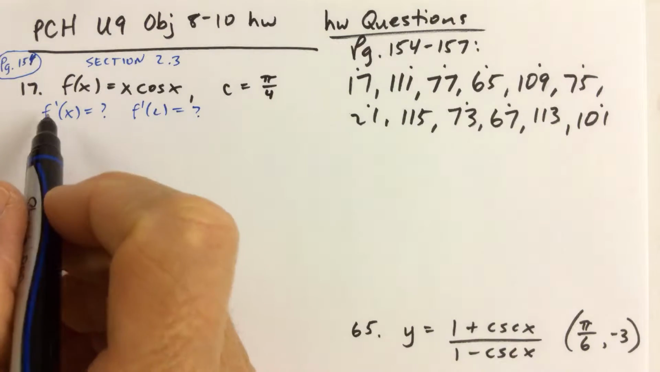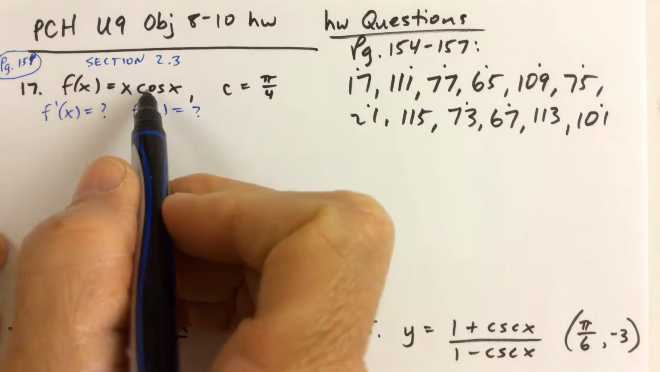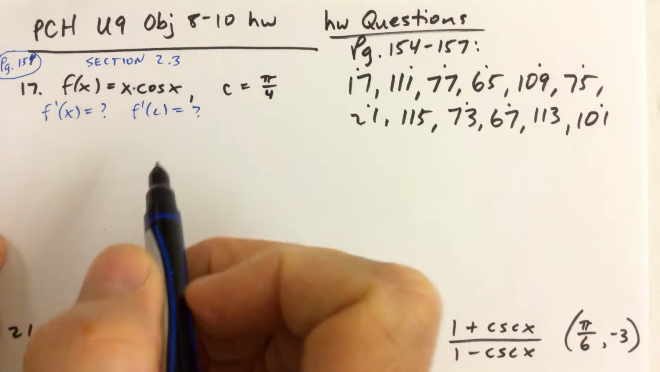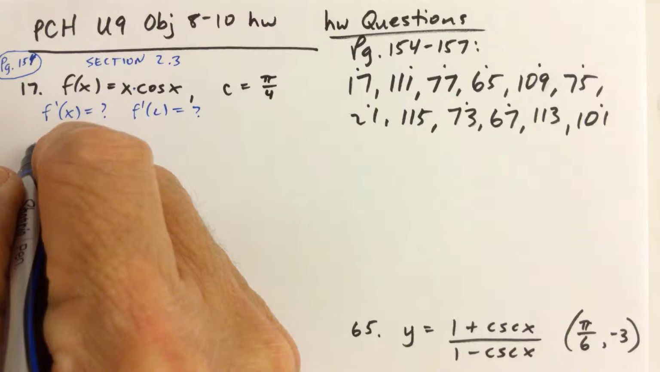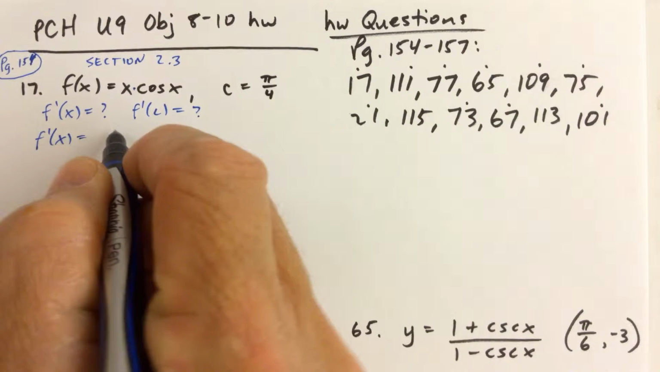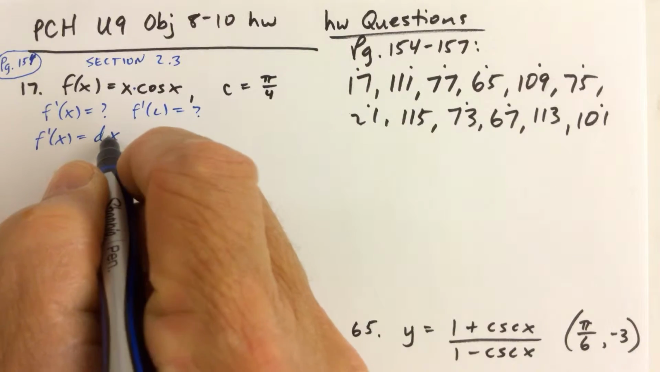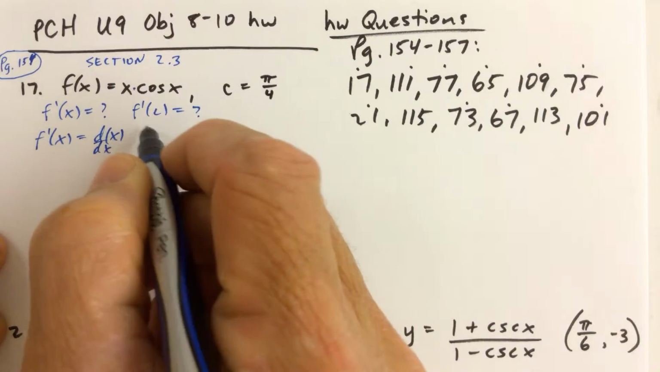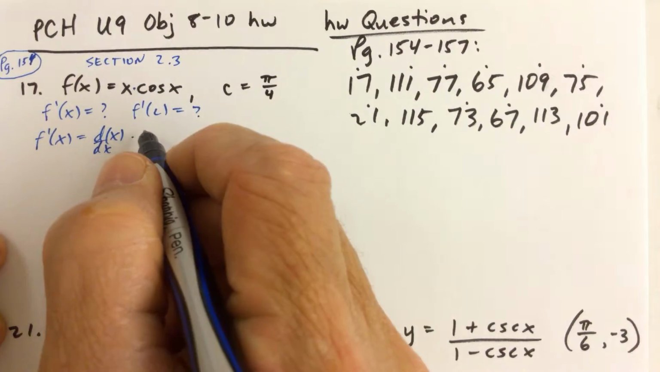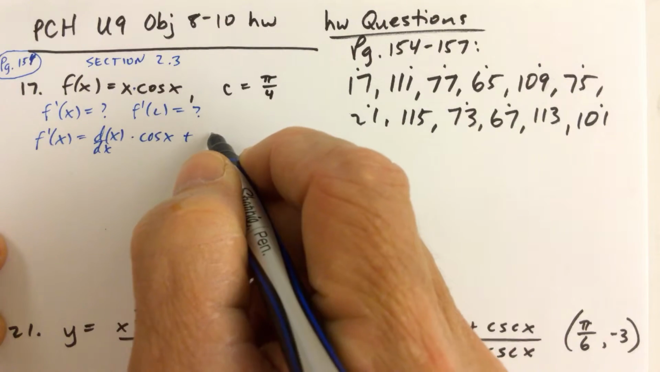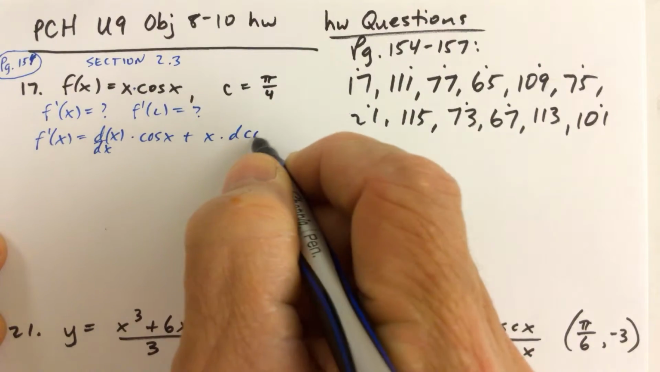Problem 17, we're finding f prime of x, and we see f of x is the product of x and the cosine of x. So we know that the derivative of f of x is equal to the derivative of x, so the derivative of the first function multiplied by the second function plus the first function times the derivative of the second function.